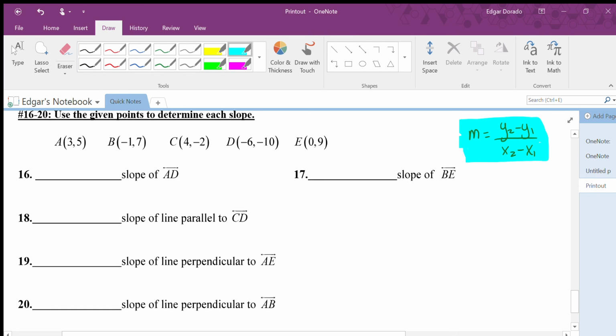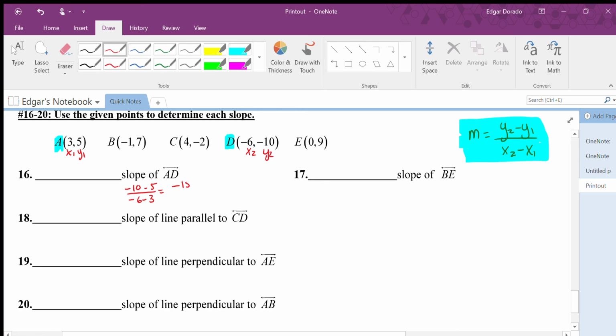Alright, so let's go ahead and take a look at number 16. So it says find the slope of AD. Well, I need A and D. So that'll be my x1, y1, x2, y2. So if I set them up, my slope is going to be, and again, I'm going to call this x1, y1, x2, y2. So it'll be negative 10 minus 5 over negative 6 minus 3.